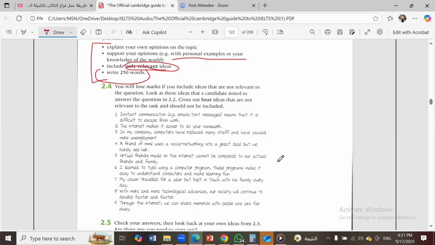So here in this part, he is highlighting a point that you are going to lose marks if you do something, which is what? If you include ideas that are not relevant to the question. The candidate wanted to answer these questions, and cross out 4 ideas that are not relevant. Okay, he's just checking your understanding, whether you are writing relevant sentences to the passage or not. So show me now which is relevant to the advantages and disadvantages of the internet, and which is irrelevant.